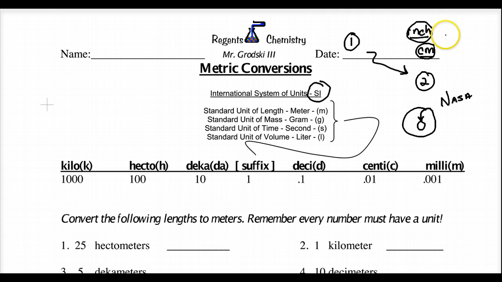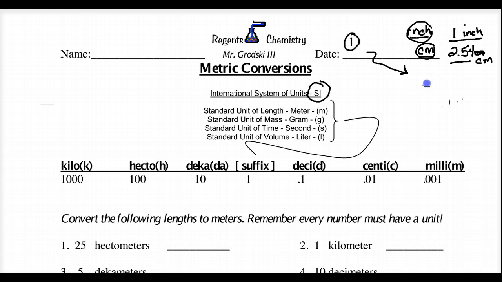Both of these measure length, but they have different sizes. In fact, there are 2.54 centimeters, cm, for every 1 inch. So gosh darn it, if you're measuring inches, you're going to have too many centimeters. So what we're going to do is use something called the metric system with these units.